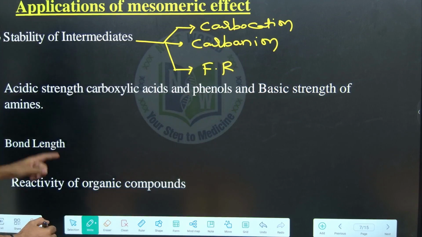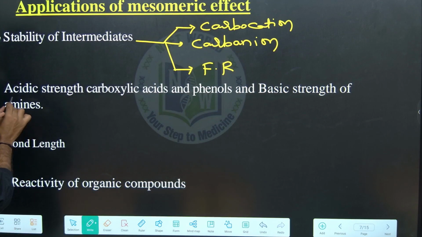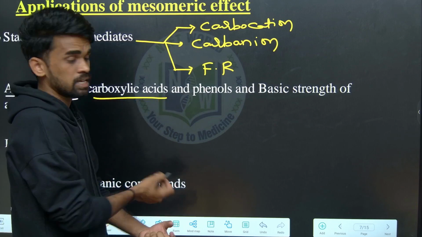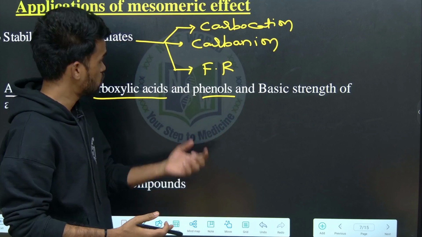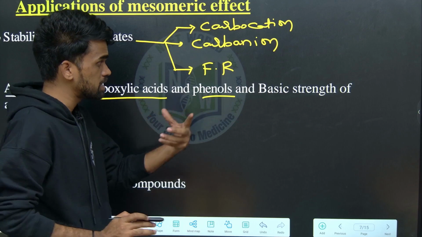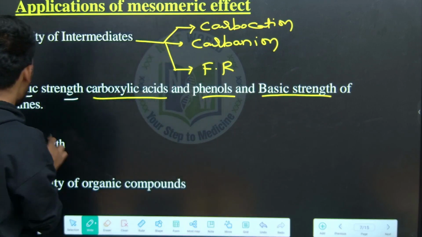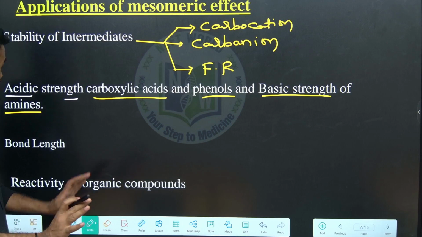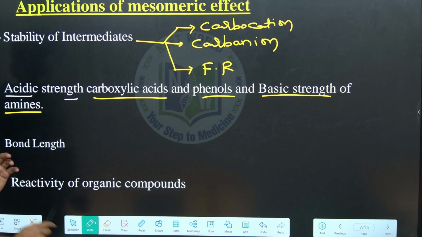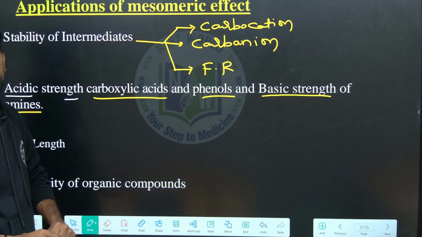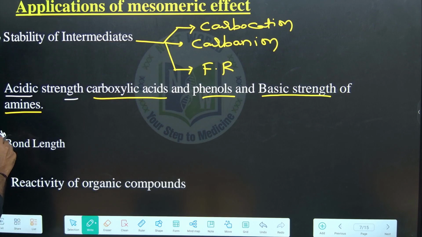Then next, one more application is acidic strength of organic acids. Let us say carboxylic acids are there, and phenols also show acidic nature, so we need to discuss that also. The next thing is basic strength of organic bases. An example can be aromatic amines or aliphatic amines, so we need to discuss the basic nature of amines. Then next, how bond length will be affected by this mesomeric effect we need to discuss. This one is also helpful.